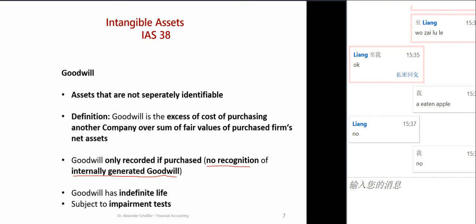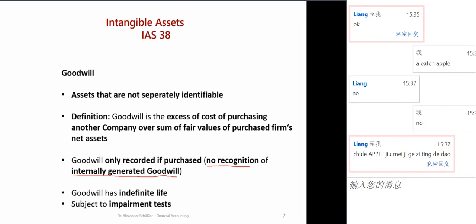Why? Because now it's more objective. Because now Huawei has a purchase price, and when you have a purchase price, then you're allowed to record the goodwill. So because then it's more objective.